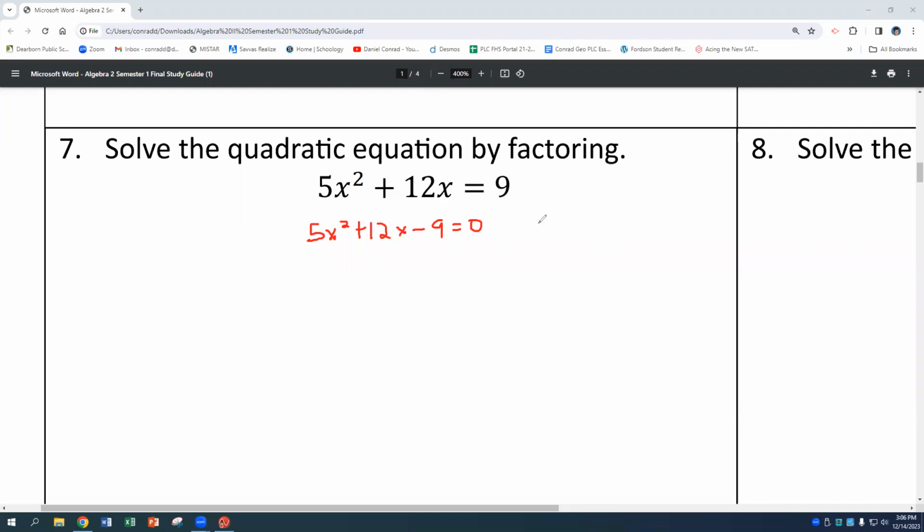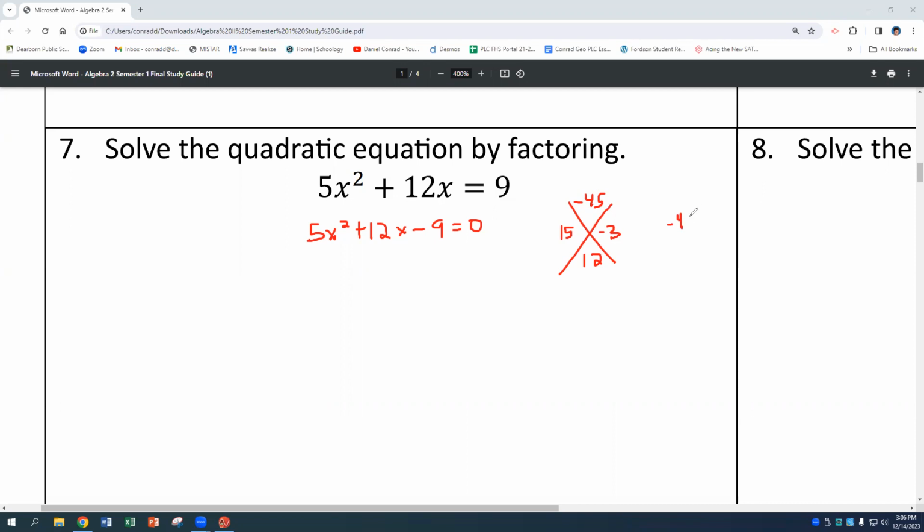Now I can't use my traditional X method, so I'm going to have to do the factor by grouping. If you want to factor using the box method, that's fine. I'm going to do A times C, so that's going to be negative 45. And then I need it to add to 12. So I need two numbers that add to 12 but multiply to negative 45. It looks like it's going to be 15 and negative 3.